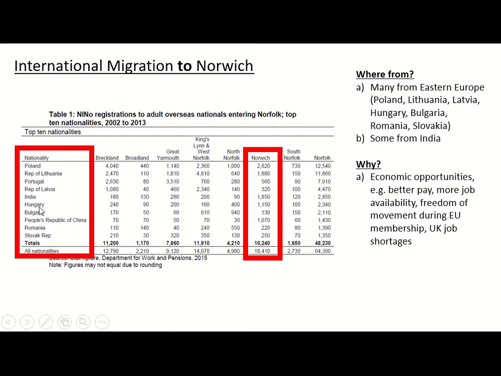We had some, and quite a large number actually, from India, over 1,000, nearly 2,000 in fact, from India within that area. And why people from India might come to Norwich is firstly economic opportunities as well, but also we've got a very strong link to India in terms of the Commonwealth as a nation, and we explore that more in the development topic as well.